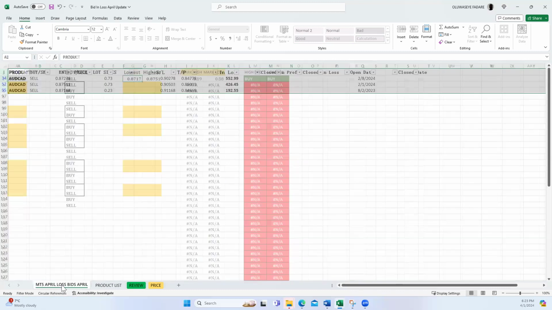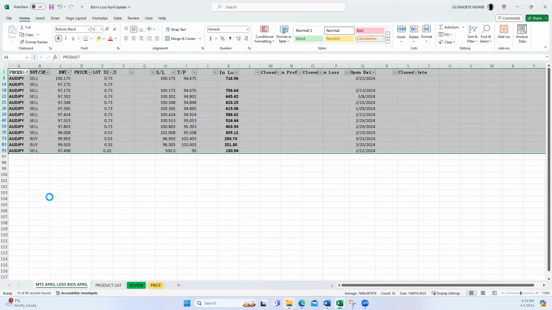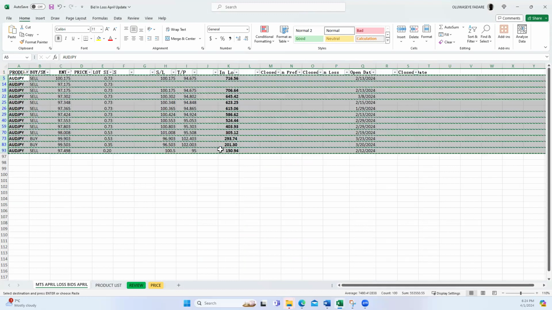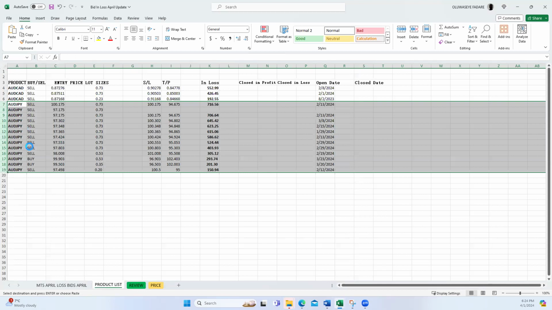So let's look at another product. So let's look at the next one, AUDJPY. Wow. So you can see AUDJPY, we have many of them. So what are we going to do? As you can see, we have two different categories. We have the buy and the sell. Okay. So we copy them out just like we did. So AUDJPY, we copy here.